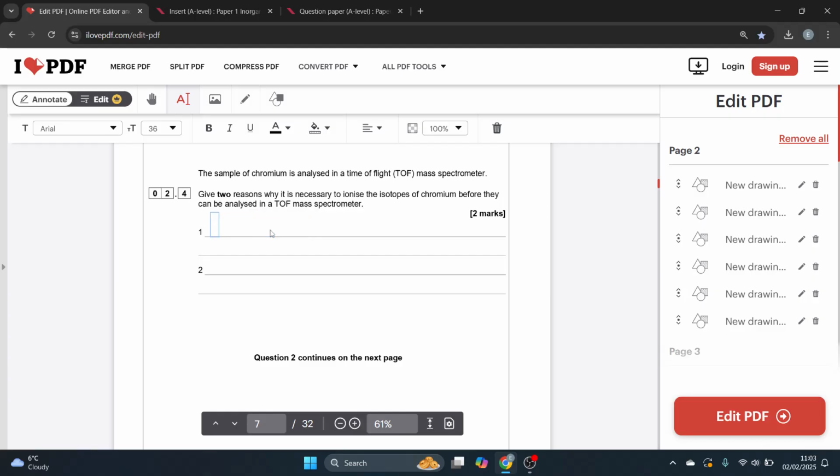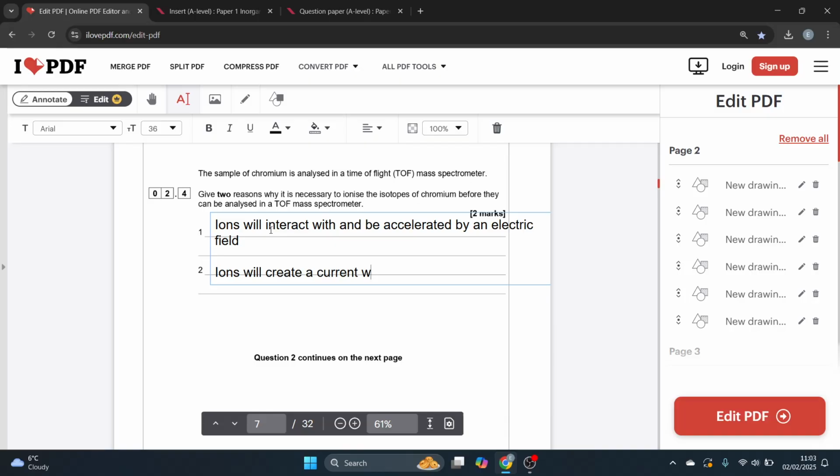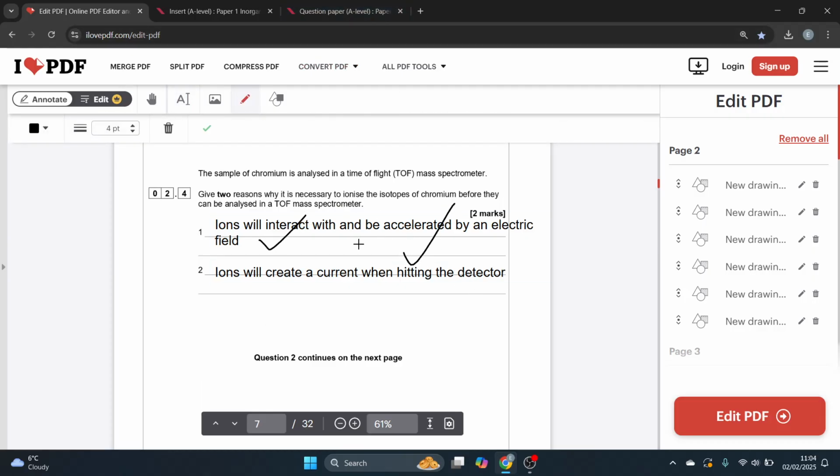Give two reasons why it's necessary to ionize isotopes. Well, because the ions will interact with and be accelerated by an electric field, and also ions will create a current when hitting the detector.